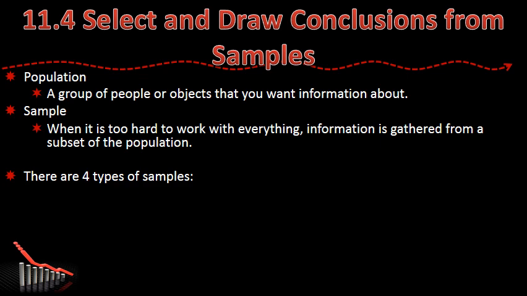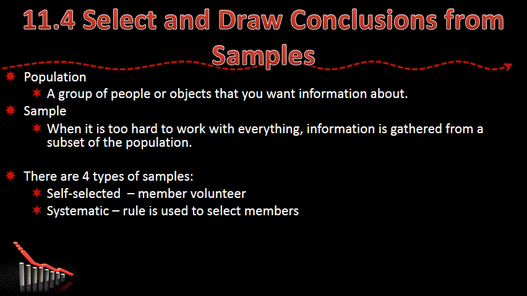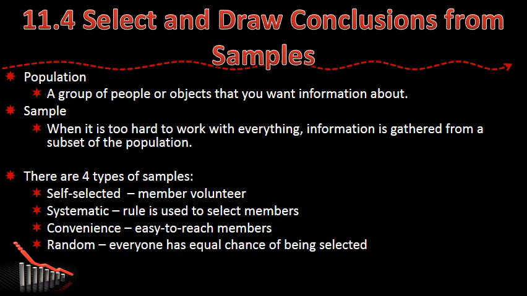There's 4 types of samples. Self-selected, where the members volunteer. Systematic, where a rule is used to select members. Convenience, you just choose the ones that are easy to reach. And random, where everyone has the equal chance of being selected. The best one is random.